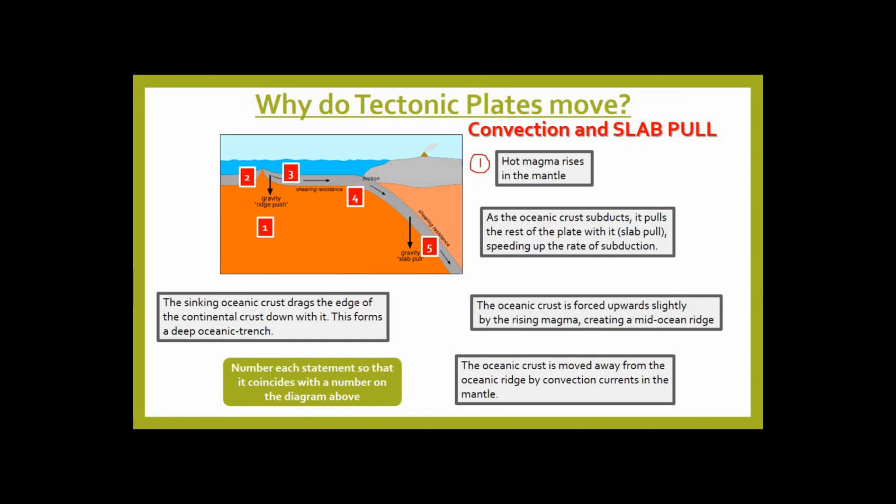So what then happens at number 2 is the oceanic crust is forced upwards slightly by the rising magma, creating a mid-ocean ridge. At number 3, the crust is moved away from the oceanic ridge by convection currents in the mantle. So you would have a convection current going this way like this.